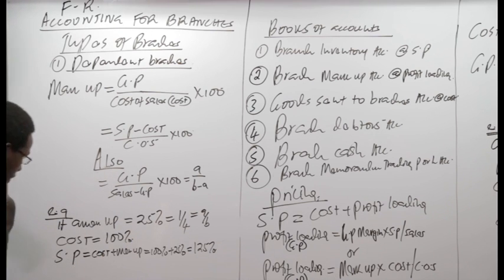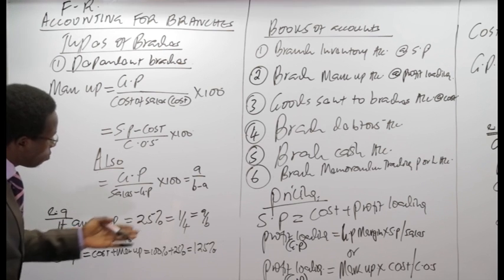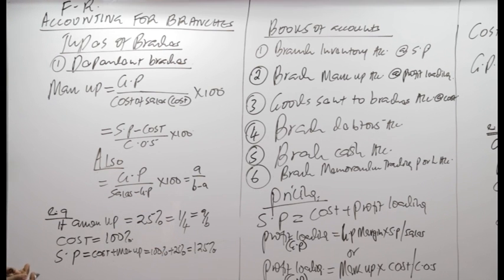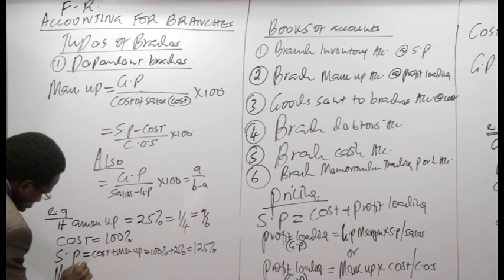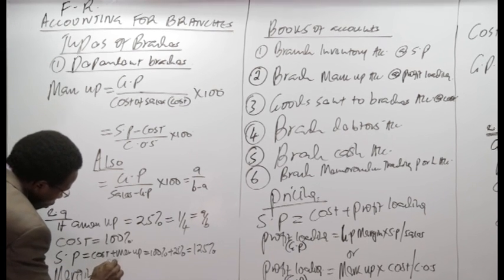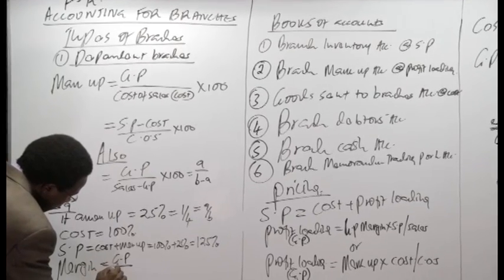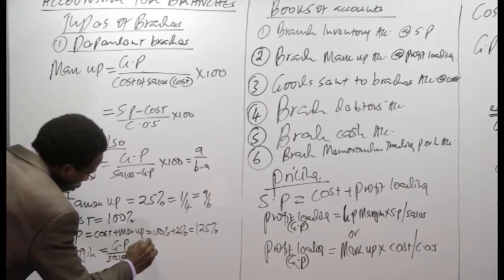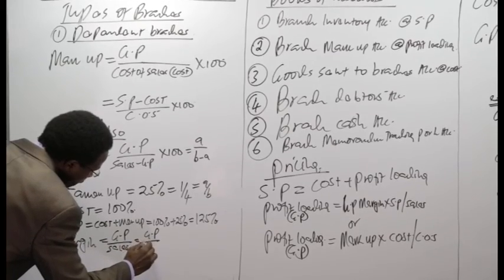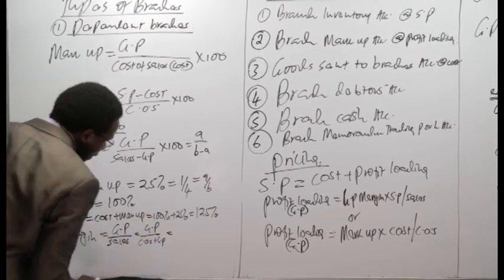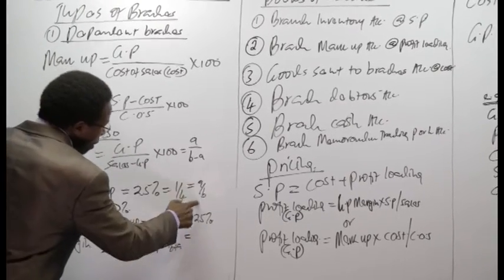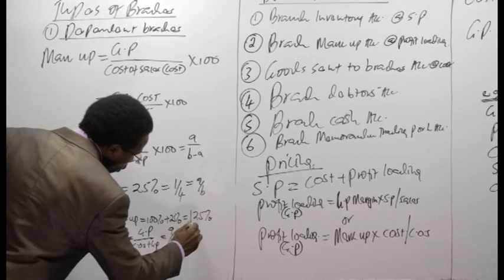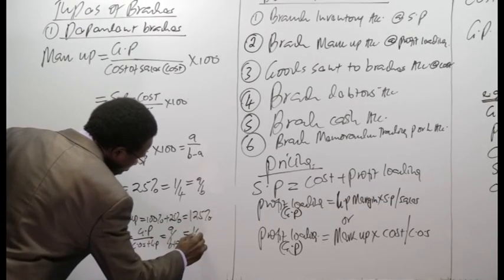Then we ask ourselves, what if you use the other alternative? You want to get the margin. How do you get the margin? Gross profit margin is simply the gross profit over sales, which is the same as gross profit over cost of sales plus gross profit. Then we know that this is A over B plus A. And we know that A over B is 1 over 4. So 1 over 4 plus 1.